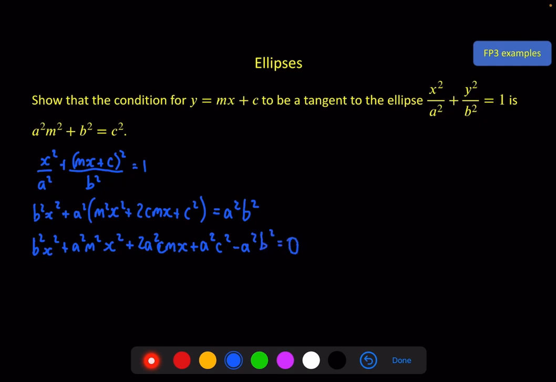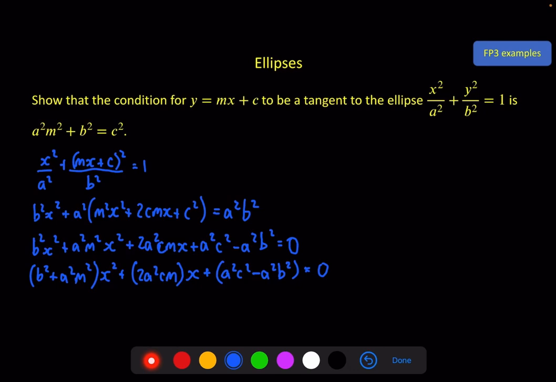Now this is just a quadratic equation, so let me tidy this up. We get b squared plus a squared m squared lots of x squared plus 2a squared cm lots of x plus a squared c squared minus a squared b squared for our constant.